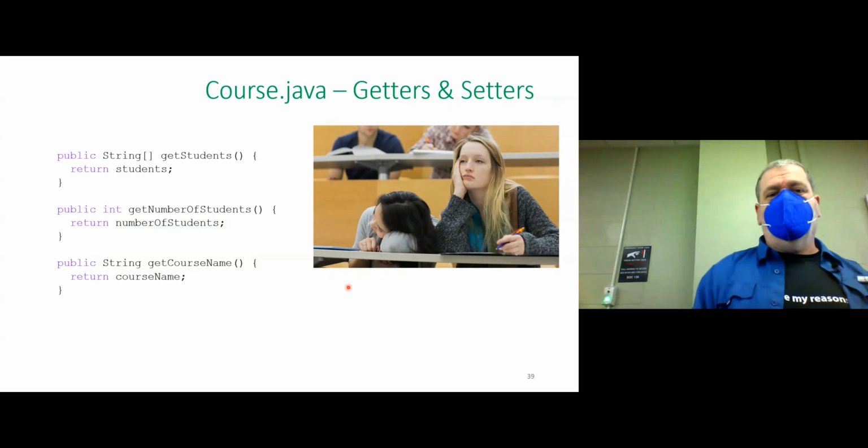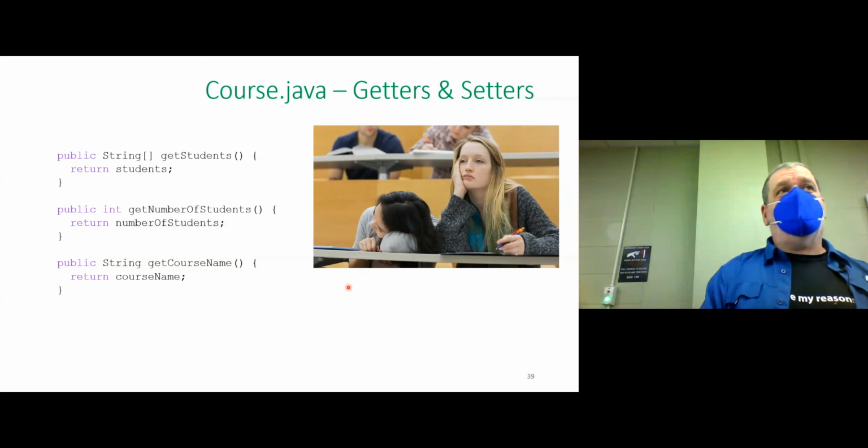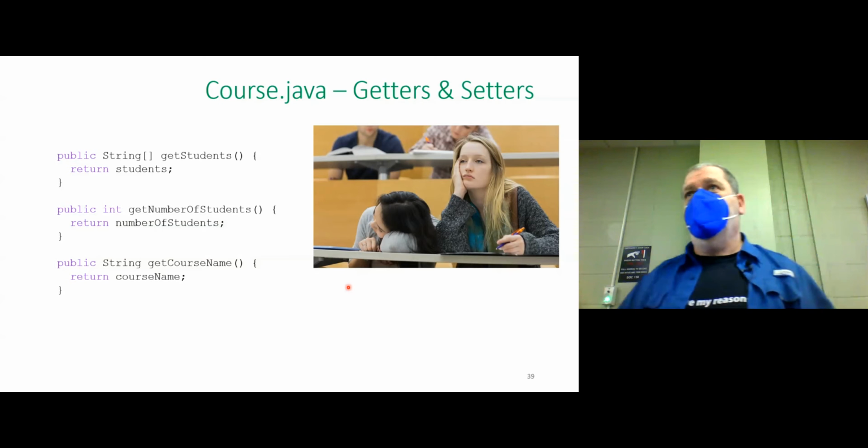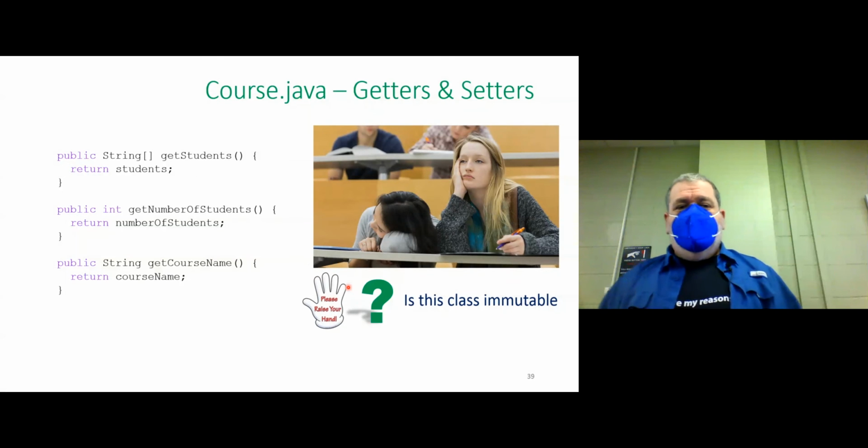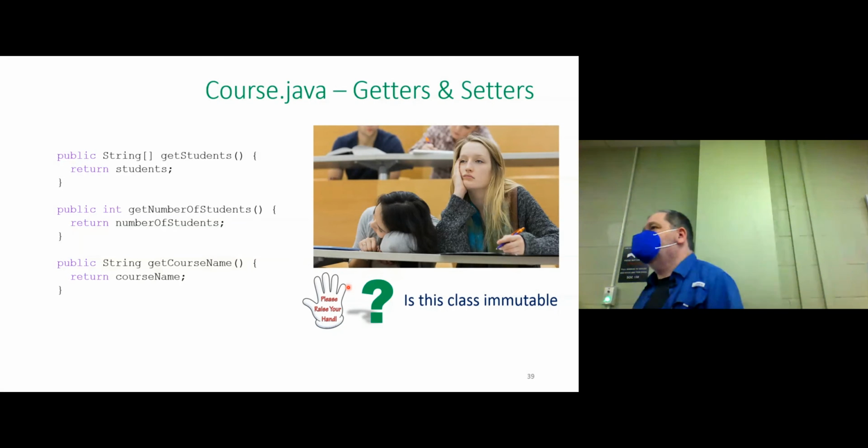But these are examples of why people say that Java is really verbose. Java forces a programmer to write a lot of code to do a few things. Okay, that would be the kind of code. Is this class immutable?